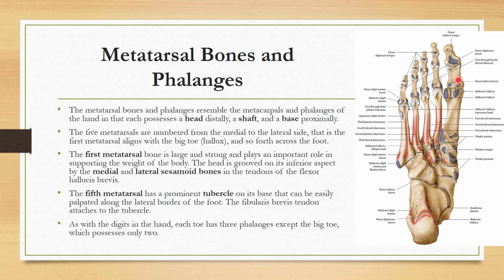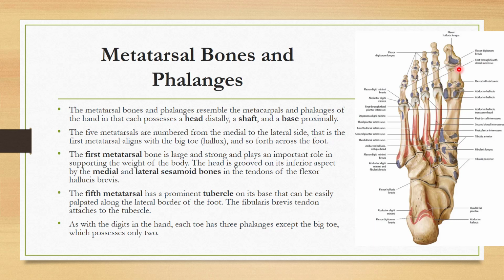The 5 metatarsals are numbered from medial to lateral side. That is, the first metatarsal aligns with the big toe, that is the hallux, and so forth across the foot. The first metatarsal bone is long and strong and plays an important role in supporting the weight of the body.